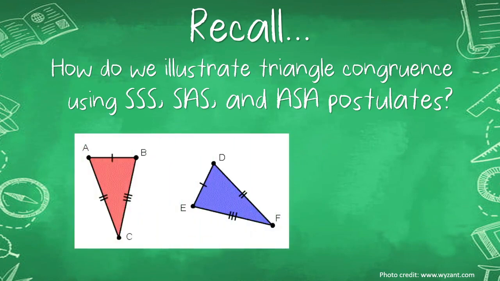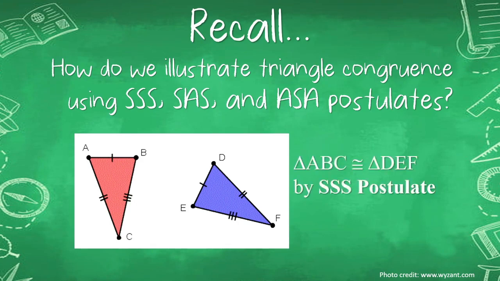Next, the markings shown on each side of triangle ABC has the corresponding congruent side on triangle DEF. Sides AB, AC, and BC are congruent to sides DE, DF, and EF respectively. Therefore, triangle ABC is congruent to triangle DEF by SSS postulate or side side side postulate.